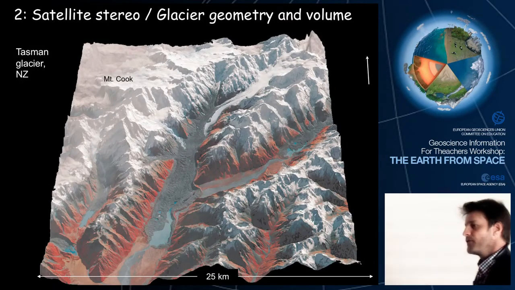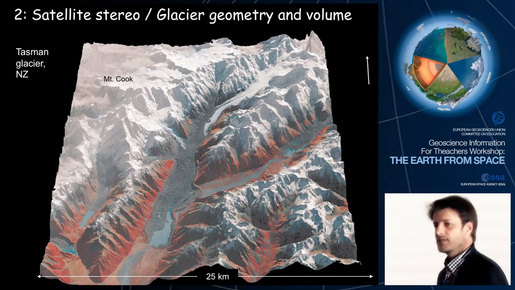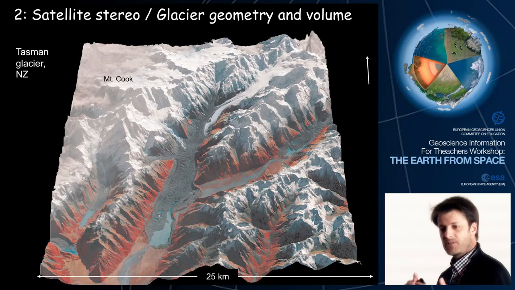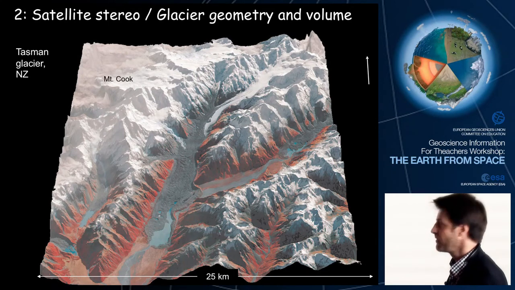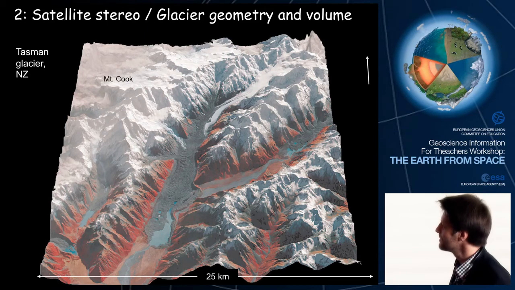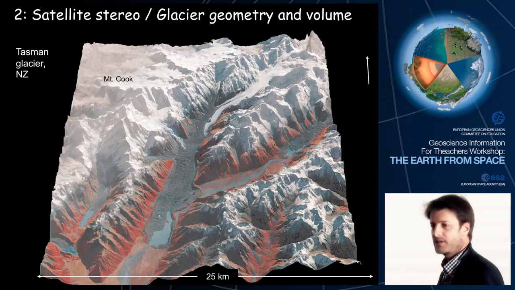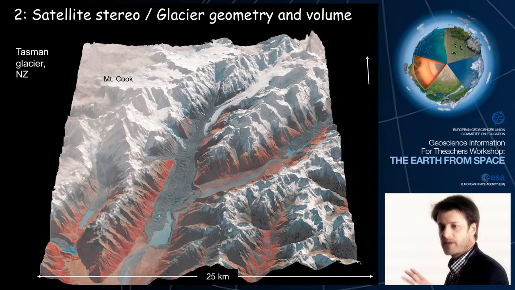The advantage of optical stereo satellites is that you have images at the same time as you have elevations. So you can do fly-throughs or drape over. This is an ASTER satellite image of New Zealand, Mount Cook, Tasman Glacier, the largest glacier in New Zealand. And from the stereo images, I created the elevation model, and then the satellite image was draped over this elevation model. This is only possible with this method.